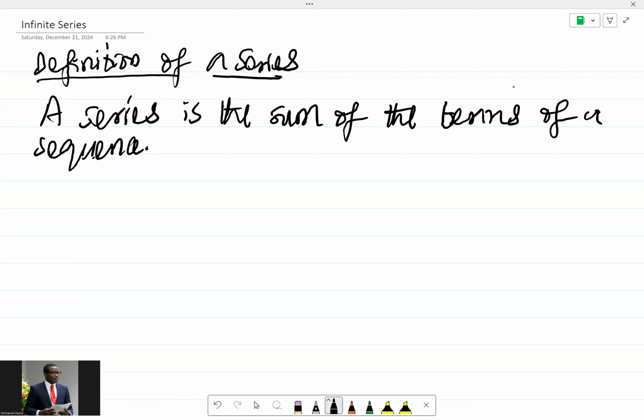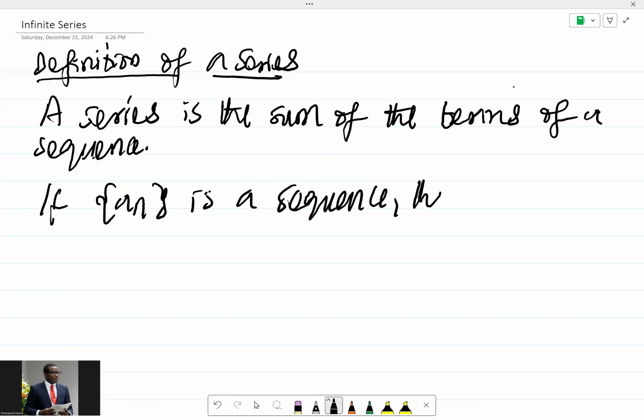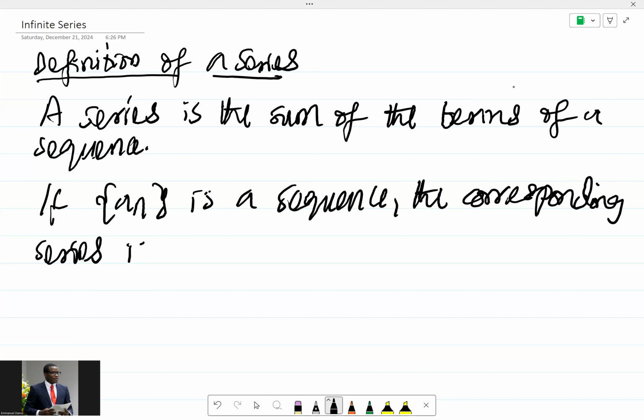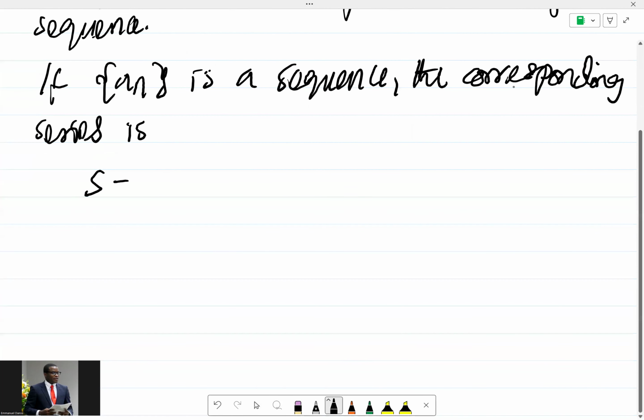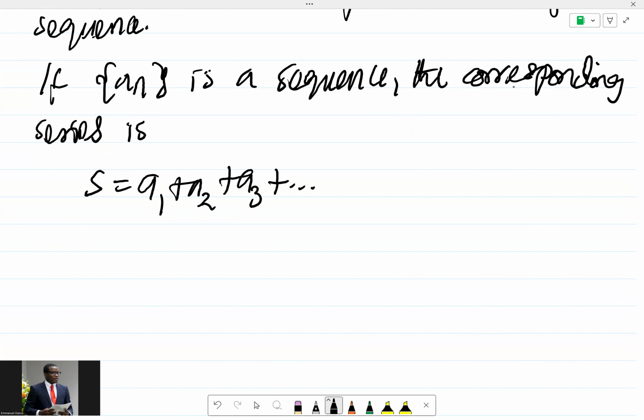So if the sequence a_n is a sequence, the corresponding series is S, which is a_1 plus a_2 plus a_3 and so on. And that is equal to the summation from n equals 1 to infinity of a_n. That is the series of that sequence a_n.